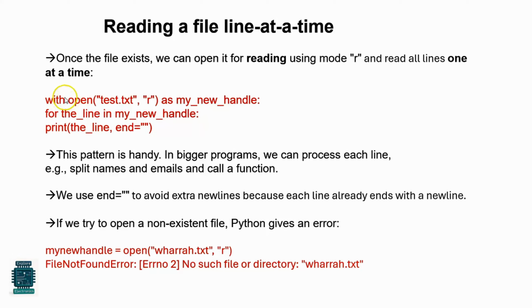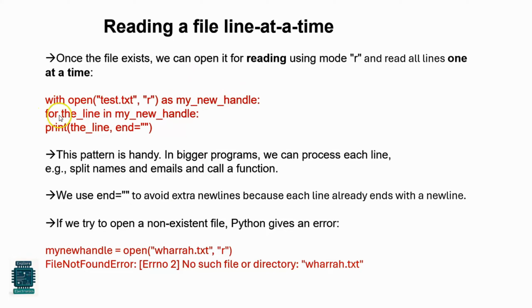Here the with open statement is used for safe and efficient file handling. After that, the line opens a file named test.txt. It reads in read mode, that's why we have taken r. The as keyword assigns the open file to the variable my_new_handle, which is used within the indented block.